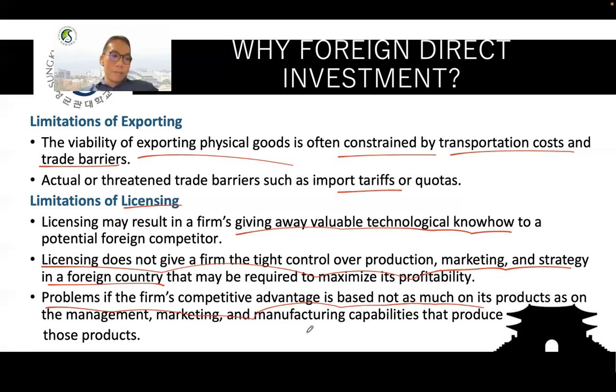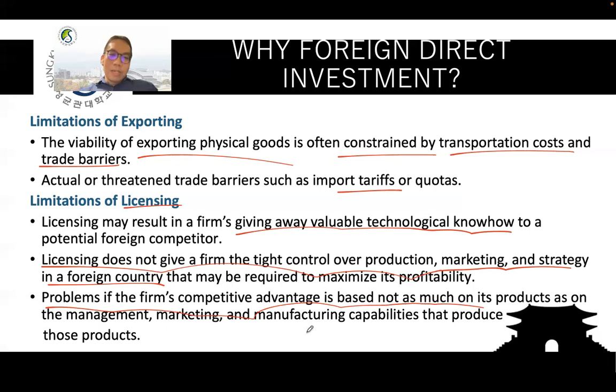Let me put it this way: if you have a good strategy, a good football strategy, but you try to license the formula to another team with no talents, with no good players, then it's useless, right? You understand what I'm saying?